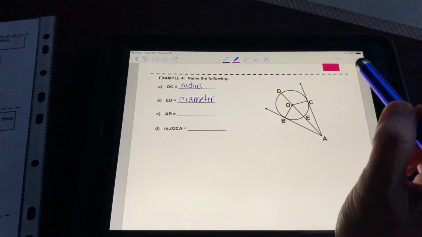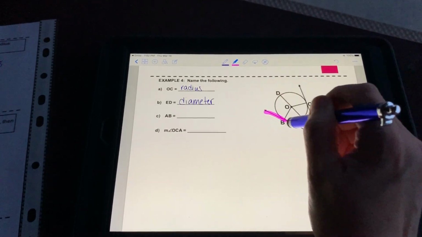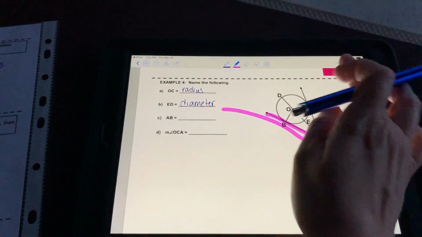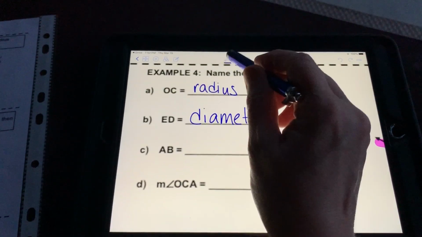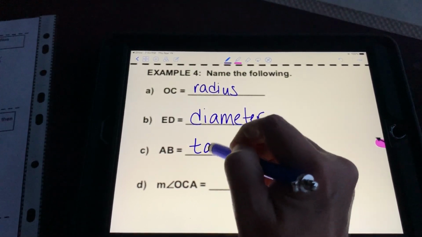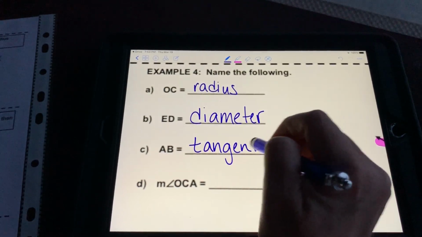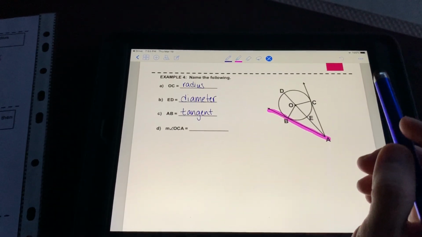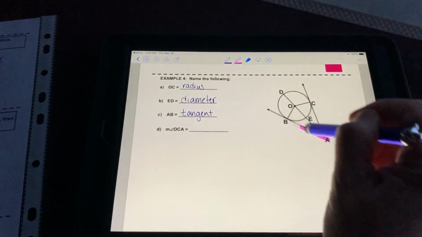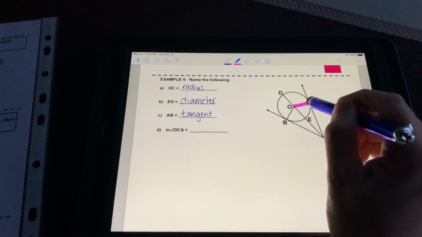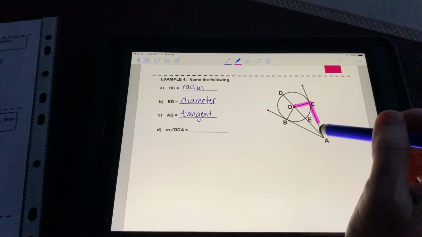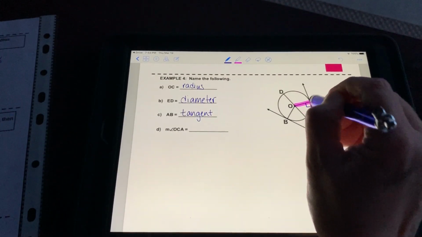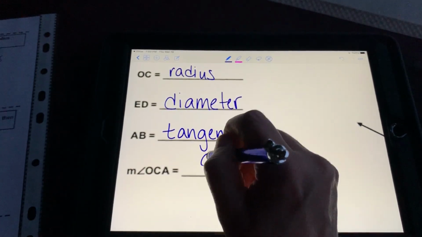The next one that it's asking for is segment AB. We can see that segment AB only touches the circle at one point, at point B being our point of tangency, and so that would be a tangent line. Last thing is measure of OCA. So let's highlight that just so that we can see it. OCA is right here. We have a radius coming together with the tangent, and we learned in our theorem that that's always going to create a right angle, so that is going to be 90 degrees.